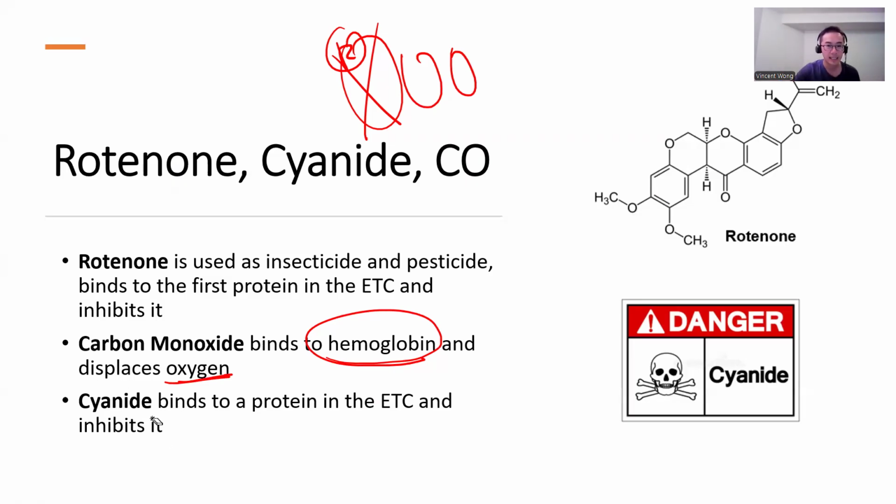Okay, cyanide, in chemistry class, you probably learned about cyanide, right? The chemical formula for it is CN. The poisonous form of cyanide is usually hydrogen cyanide, okay? And it also binds to the ETC and blocks it. So basically all these things block the ETC: no electron flow, no H plus dam, and no ATP production.